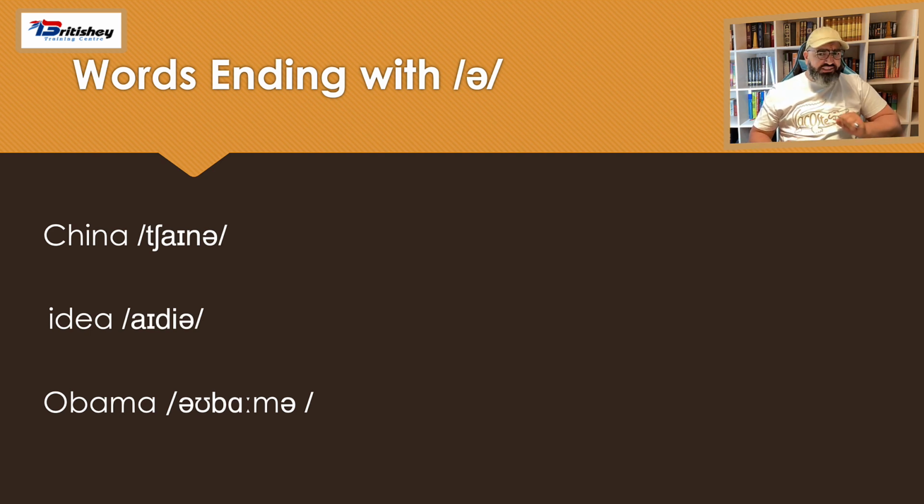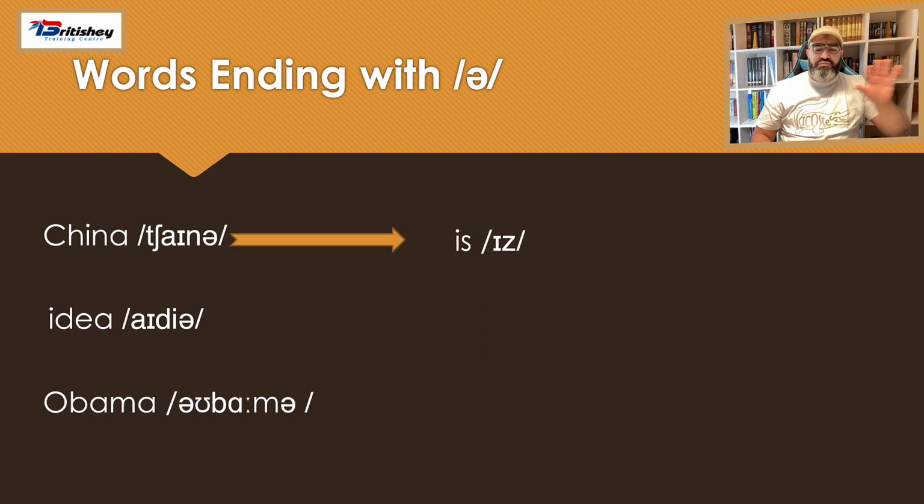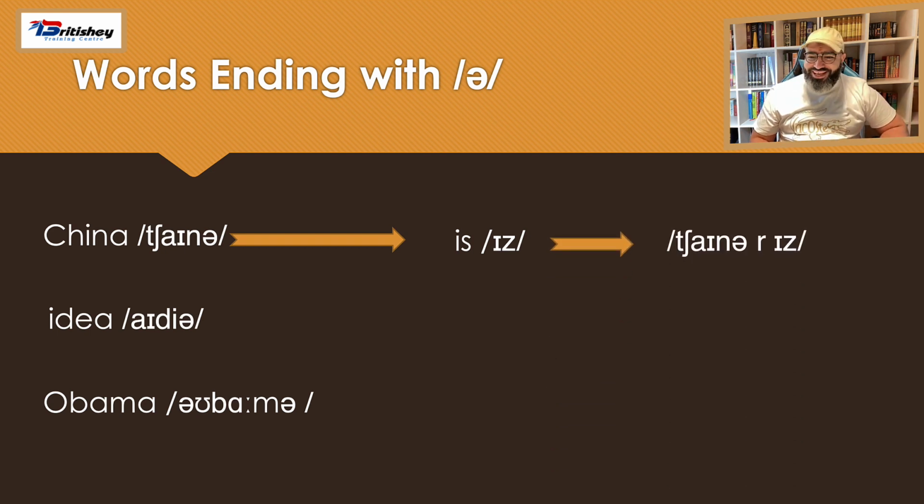But which sound exactly? Let's see. Imagine that we add is. So we want to say "China is," but we don't want to say "China is." So it becomes "China-r-is." So an r sound.